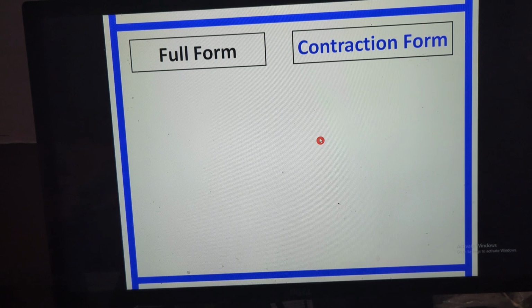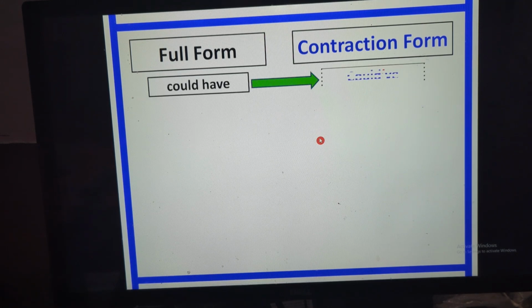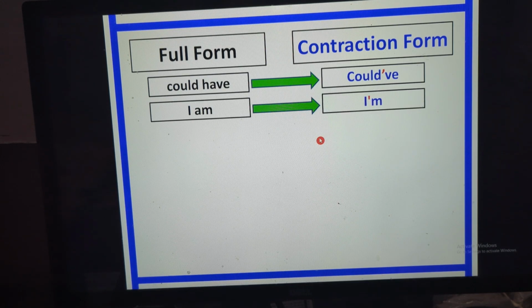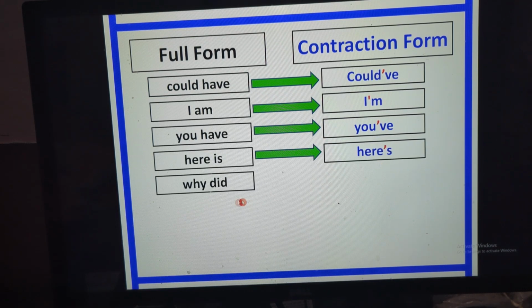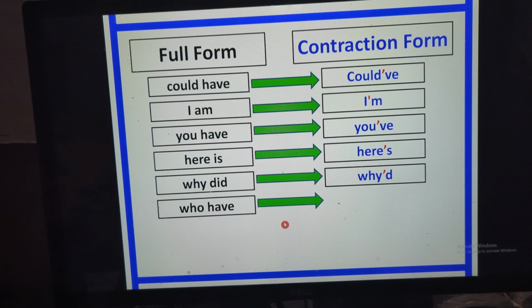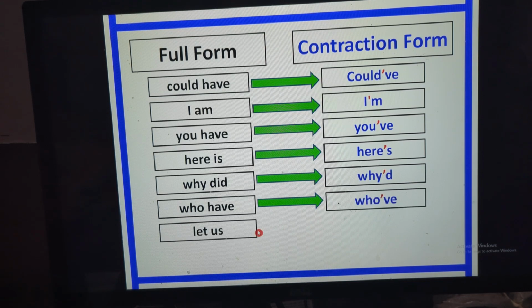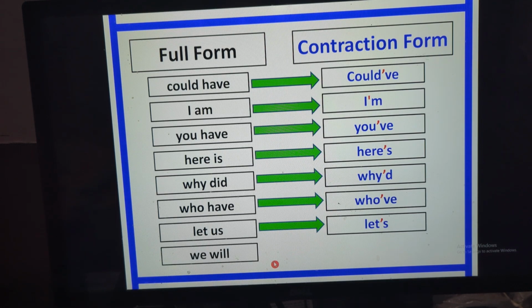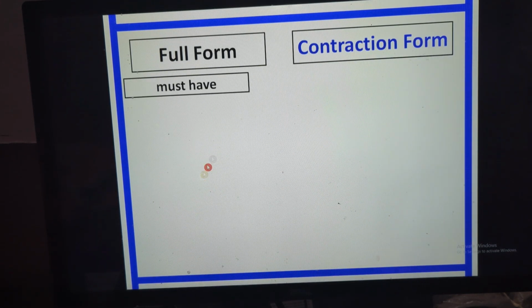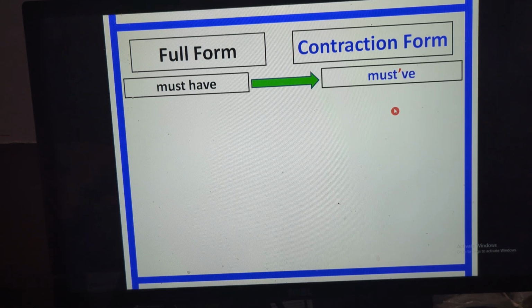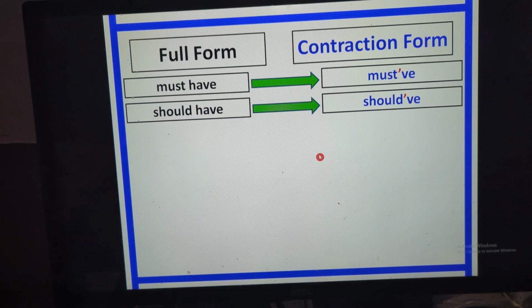Full form, contraction form. Could have, could've. I am, I'm. You have, you've. Here is, here's. Why did, why'd. Who have, who've. Let us, let's. We will, we'll. Must have, must've. Should have, should've.